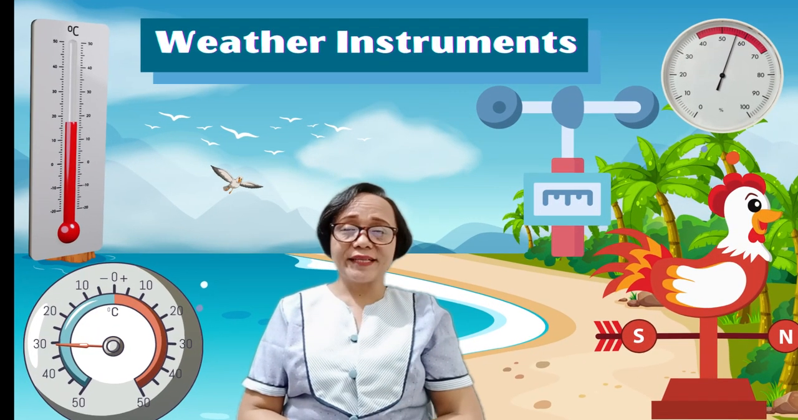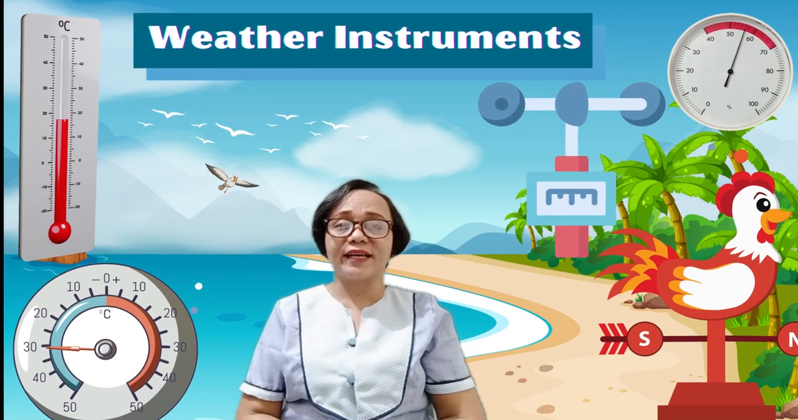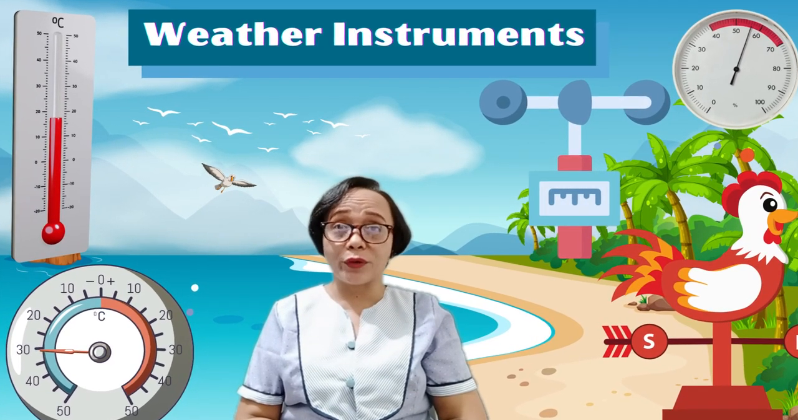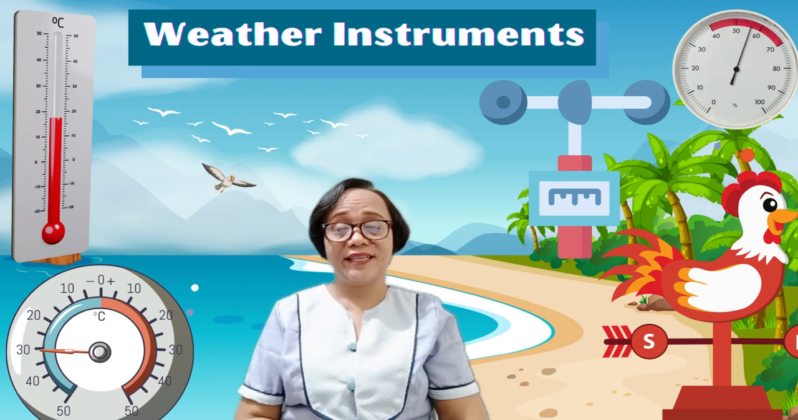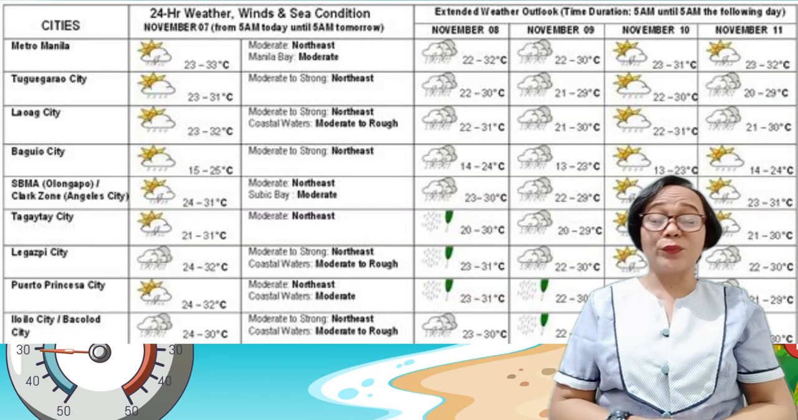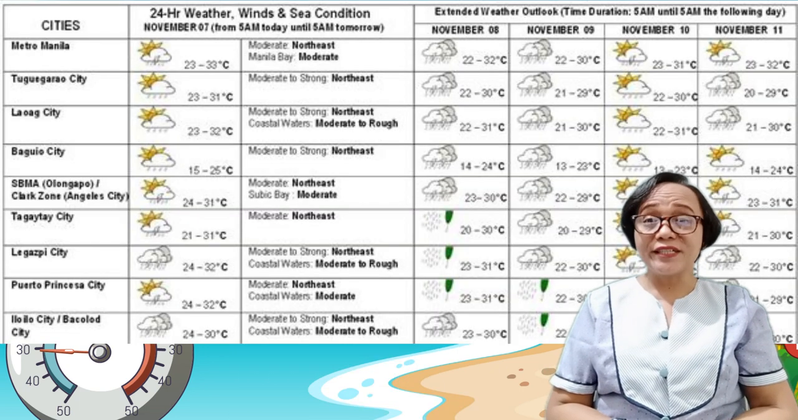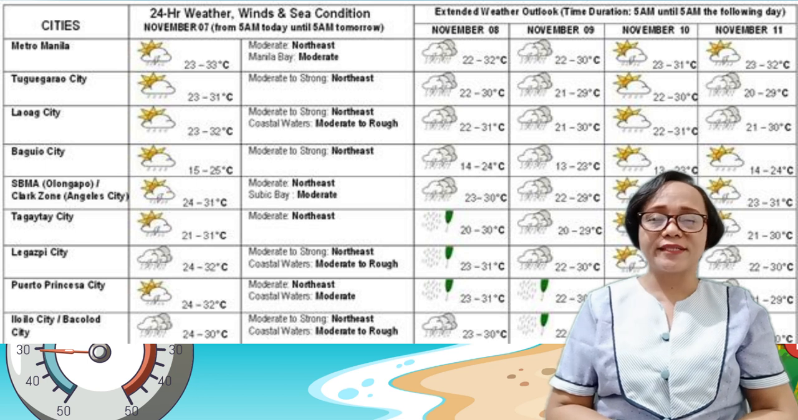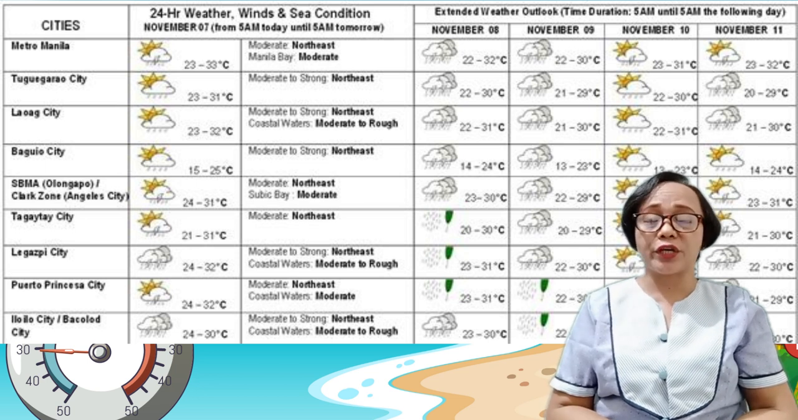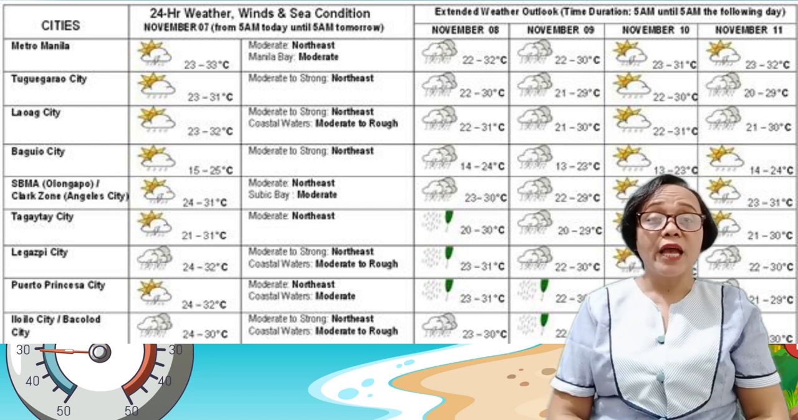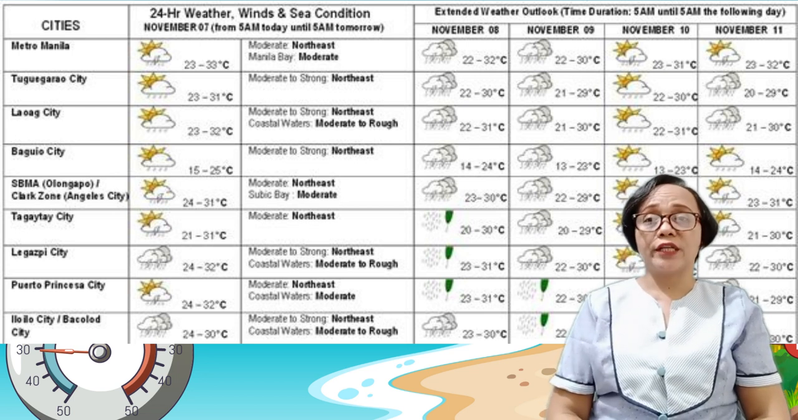Weather instruments allow meteorologists to analyze and evaluate the data of weather components collected. Here is an example of a weather chart. It tells about weather components that determine the weather condition at any given time. A daily weather report helps you know the weather condition.